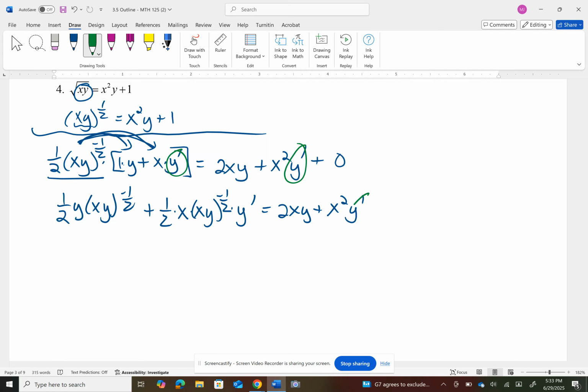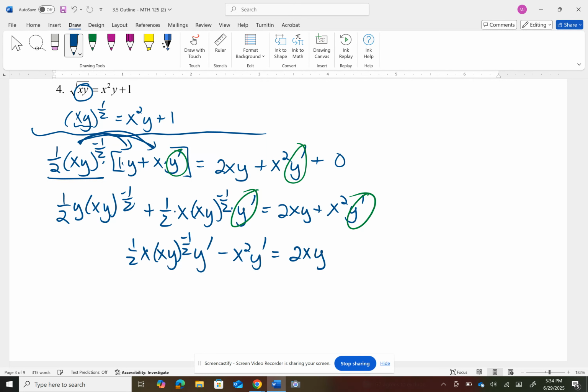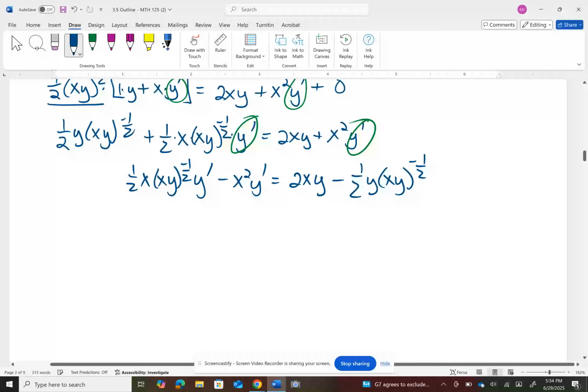And then these y primes that I see, I'm going to get onto the same side, so I'm going to take, oops, I don't want it in green. Get rid of that. Let me do it back to blue. So I have a 1/2 x, xy to the negative 1/2 times y prime. I'm going to subtract the x squared y prime that you saw on that right-hand side. Then I'm going to keep the 2xy on the right, and then move this first term over by subtracting it. Trying to make sure I keep everything grouped in parentheses like I need to.